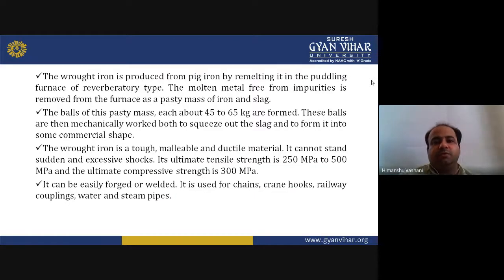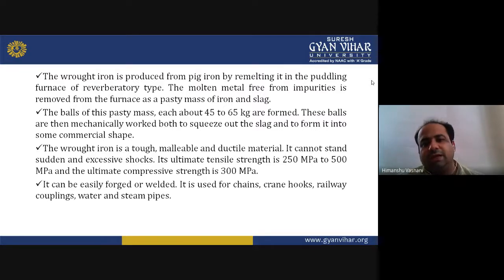The wrought iron is produced from pig iron by remelting it in the puddling furnace of reverberatory type. The molten metal, free from impurities, is removed from the furnace as a pasty mass of iron and slag. Balls of this pasty mass, each about 45 to 65 kg, are formed, and these balls are then mechanically worked both to squeeze out the slag and to form into some commercial slab. So the wrought iron is a tough, malleable, and ductile material. It cannot stand sudden or excessive shocks.